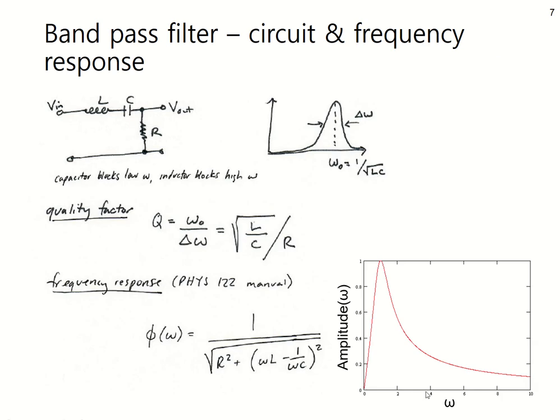in this plot here. And that to characterize a bandpass filter, you have to say where it's centered at and the width based on this quality factor here. So I hope this helps you guys with lab number 3.